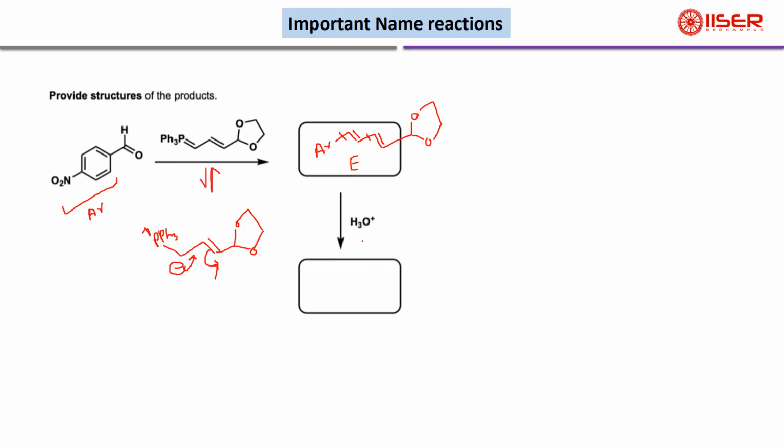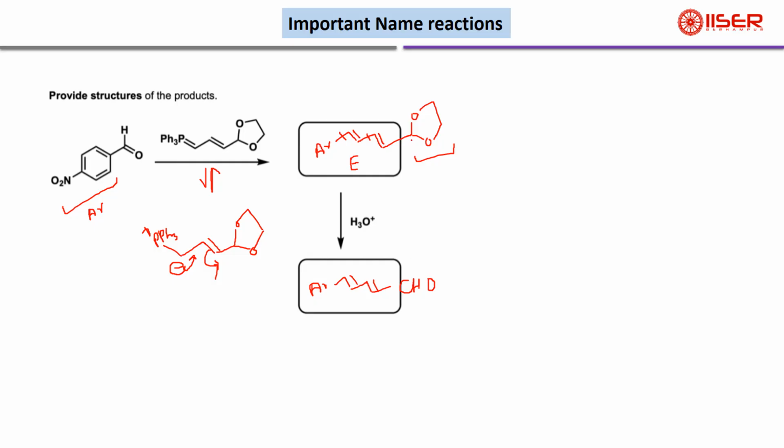Next, if you add H3O+, what will happen? Obviously, this is an aldehyde protecting group. So the aldehyde will be deprotected. So this will be our product.